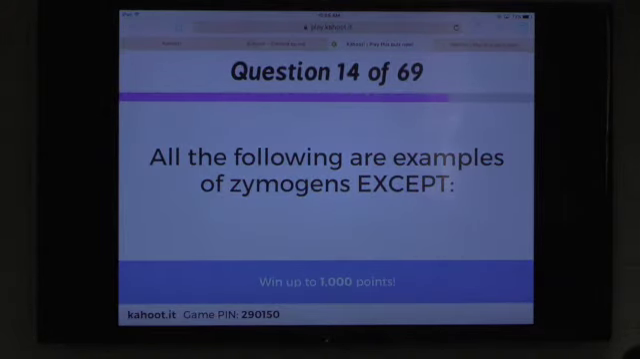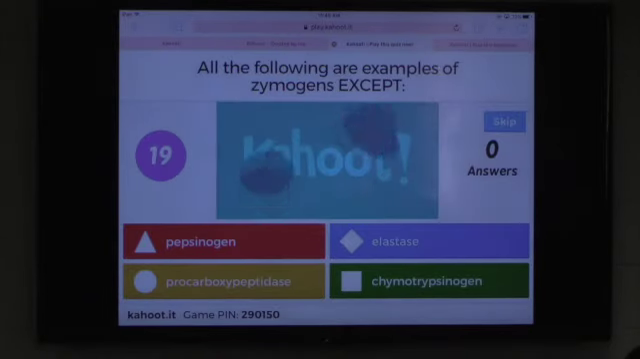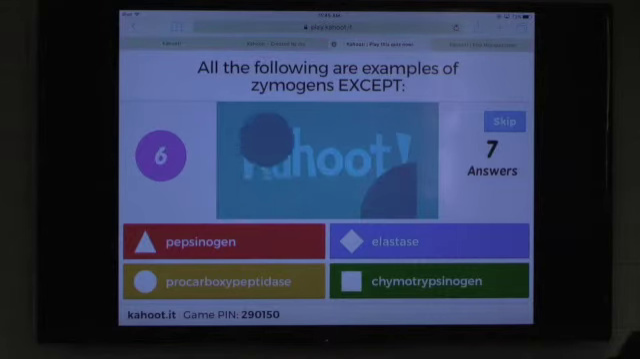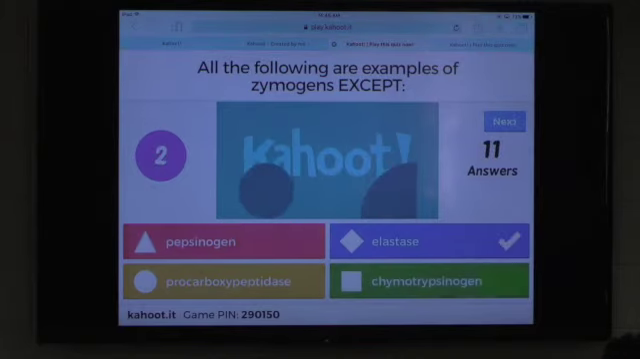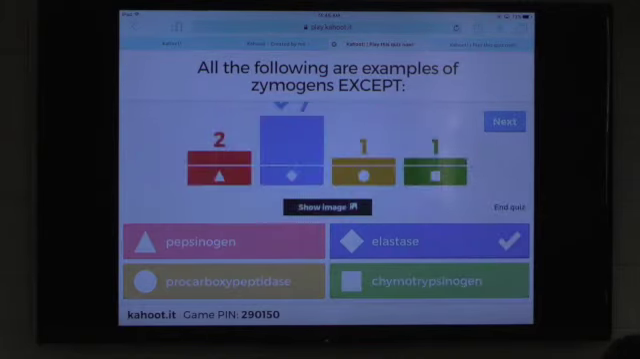We just went over Simon's. I know we just went over this. Yes. So we can get pepsin, we get procarboxylase from that, we can get chymotrypsin. The lactase is the only one that's on Simon's.